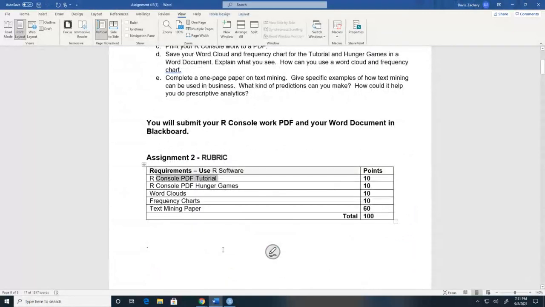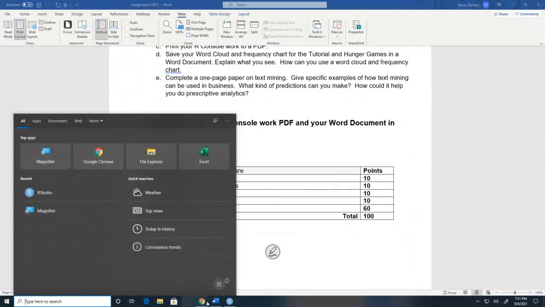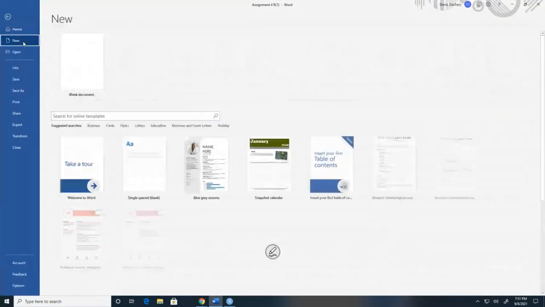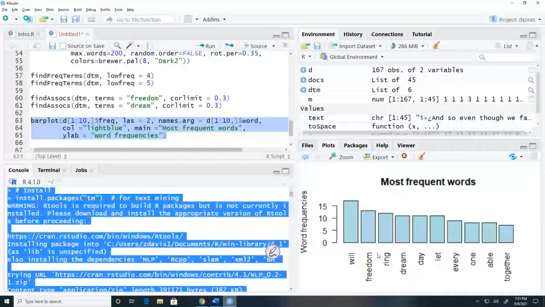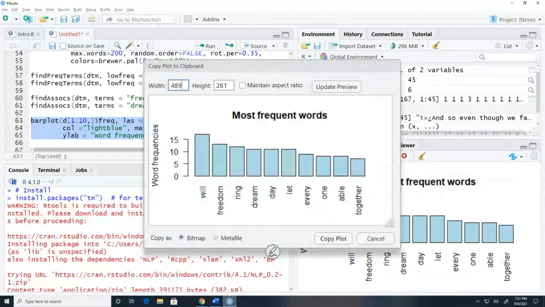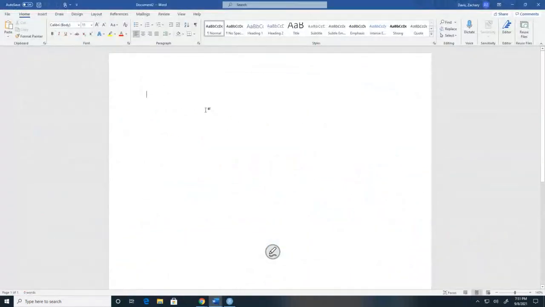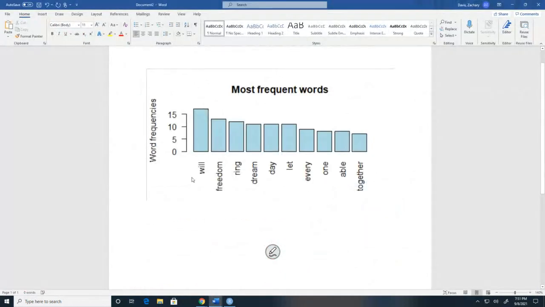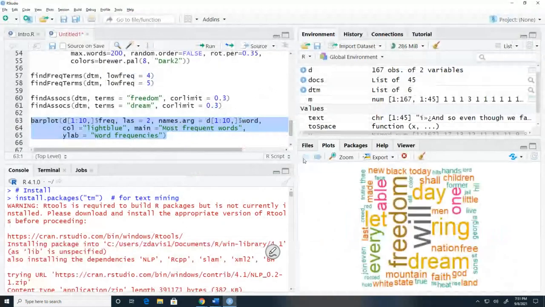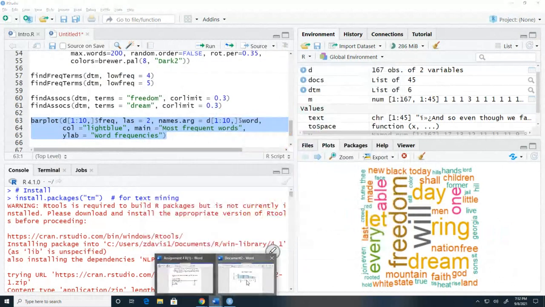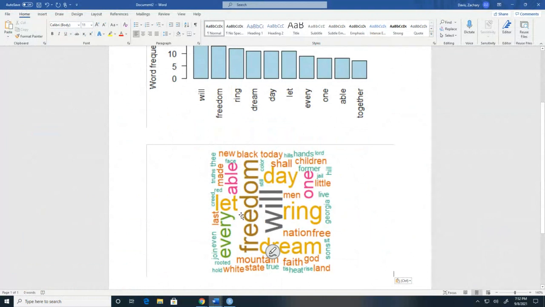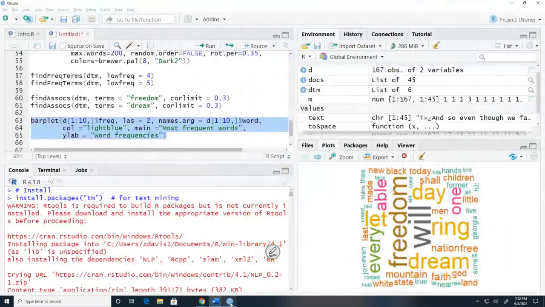So that's part 1. You want another Word document. And you'll want to go here and you can go export, copy to clipboard. Paste. Oh, so why didn't I copy it? Copy plot. I copy that plot. And then you hit this arrow and you can go back to your word cloud, export, copy to clipboard, copy it. That's for the I Have a Dream speech.